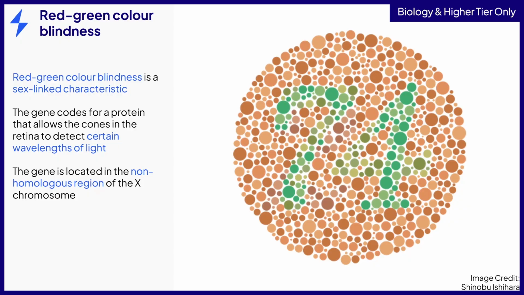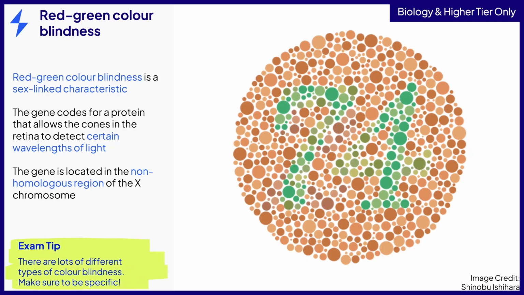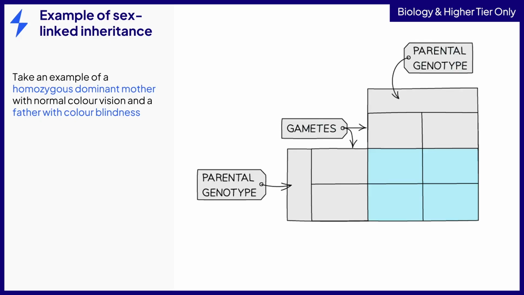The gene that codes for this protein is located in the non-homologous region of the X chromosome and is therefore sex-linked. For the sake of simplicity for the rest of this video, I'll refer to it as color blindness. But it is important to remember that there are lots of different types of color blindness, and red-green is just one type. Let's take an example of a homozygous dominant mother with normal color vision and a father with color blindness. The genotype of the mother is XRXR, whereas the father is XrY.